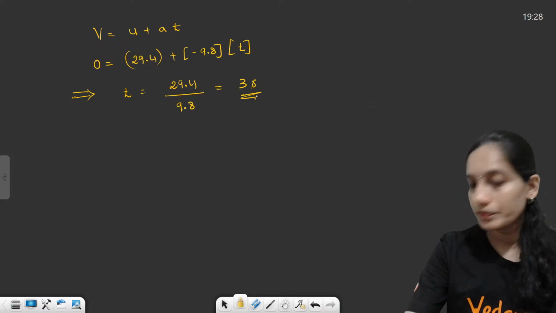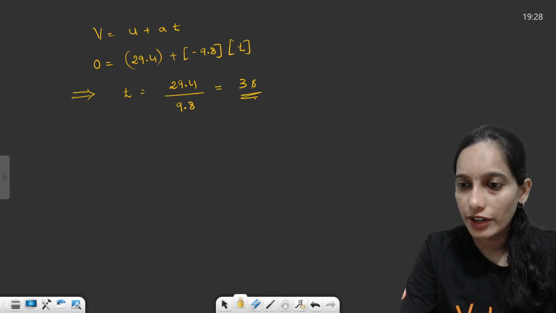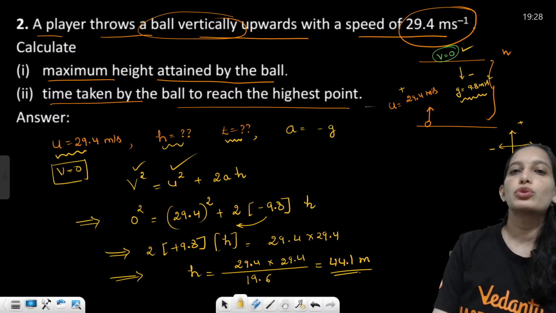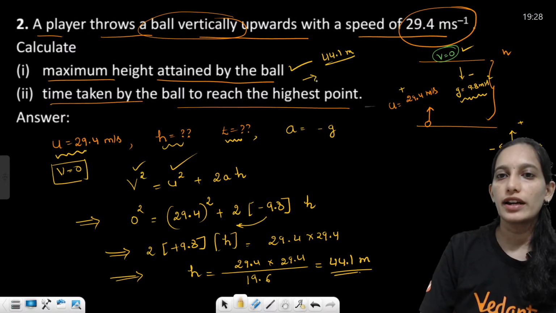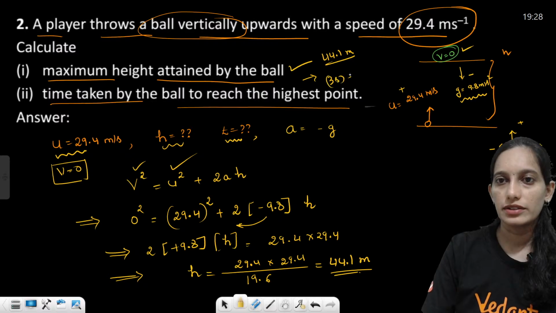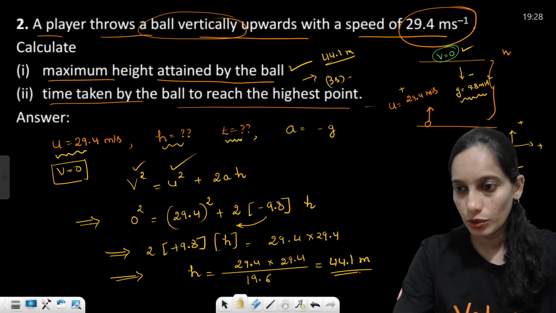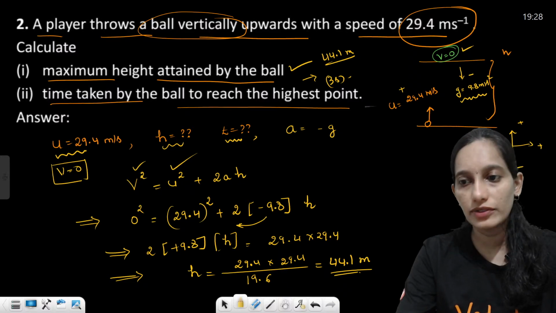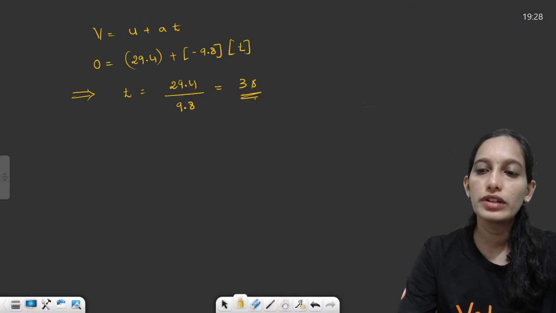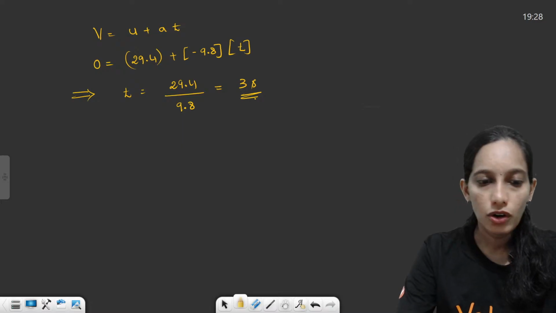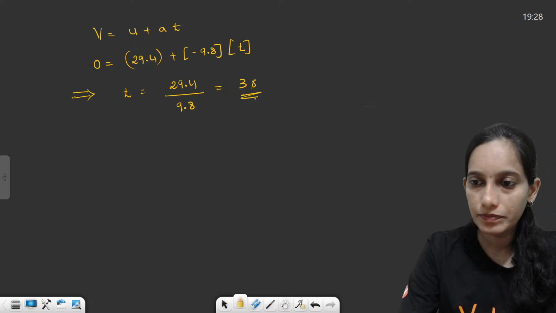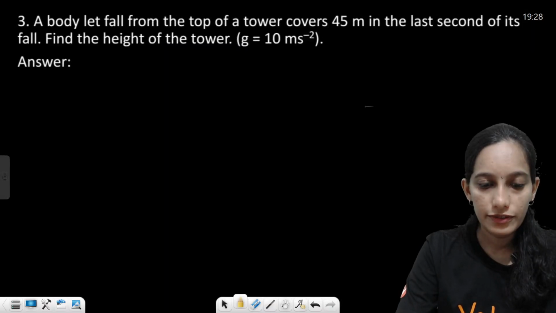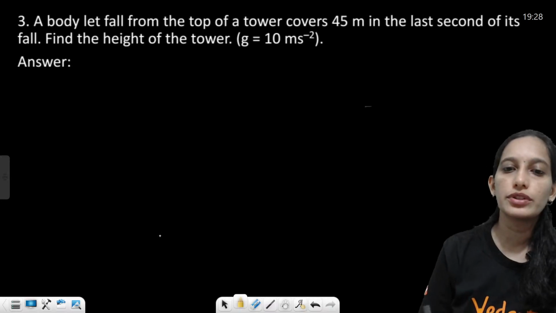So if you have tried it, they have asked you two quantities. One is the height reached, which is 44.1 meters, we got it, and the time taken to reach that height, that is 3 seconds. Both the quantities you are supposed to write with the unit, then only you are going to get the full marks. Hope it is clear. Any doubts, please ask. If not, we can just move ahead to the next question.